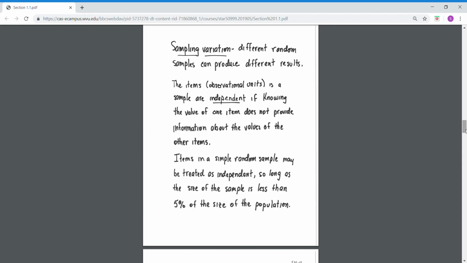But with our samples, we will ideally have samples that have some degree of independence. The items, observational units, in a sample are independent if knowing the value of one item does not provide information about the values of the other items. Items in a simple random sample may be treated as independent so long as the size of the sample is less than 5% of the size of the population.